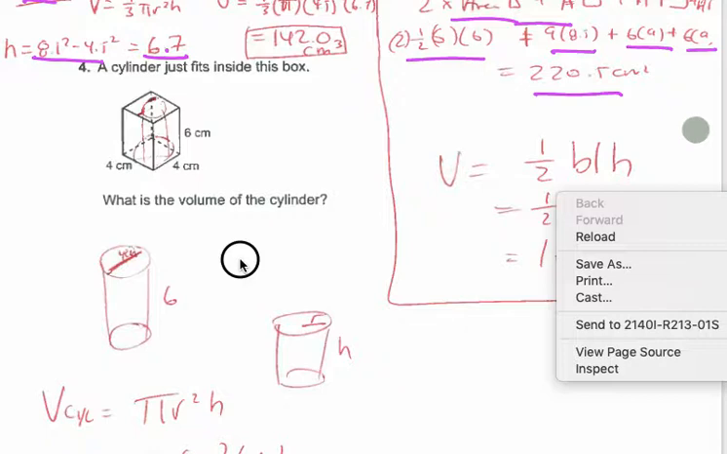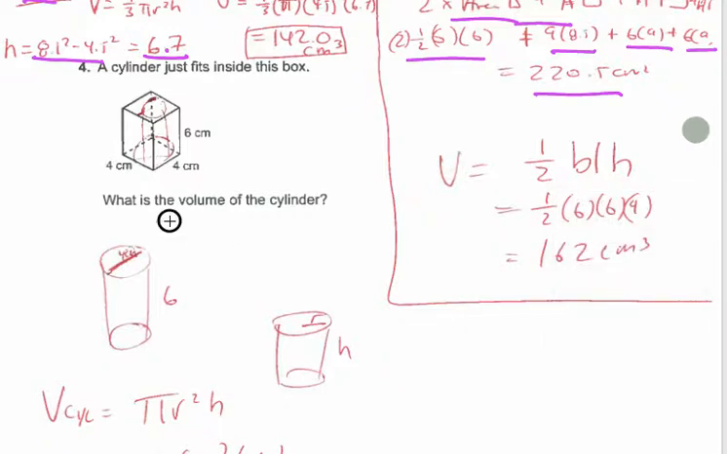Cylinder, oh, this is a good question. A cylinder just fits inside the box. How big is the cylinder? What's the volume of the cylinder? So if you had a cylinder that just fit in here, you might say, oh, I can't do that. Sure you can. It's got a height of 6. The cylinder has a height of 6, and then you have to find the radius.